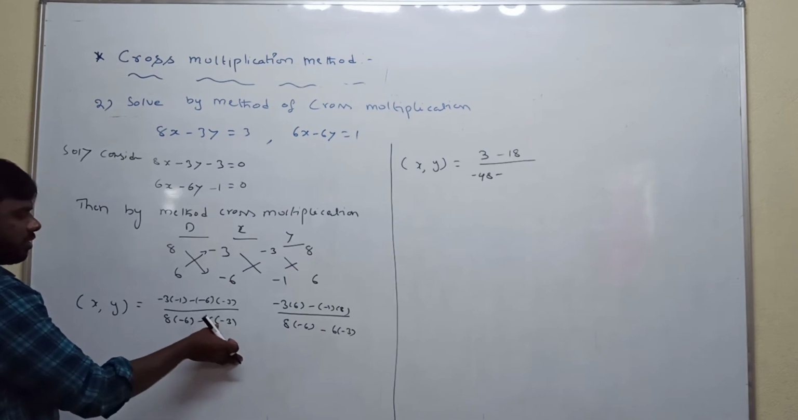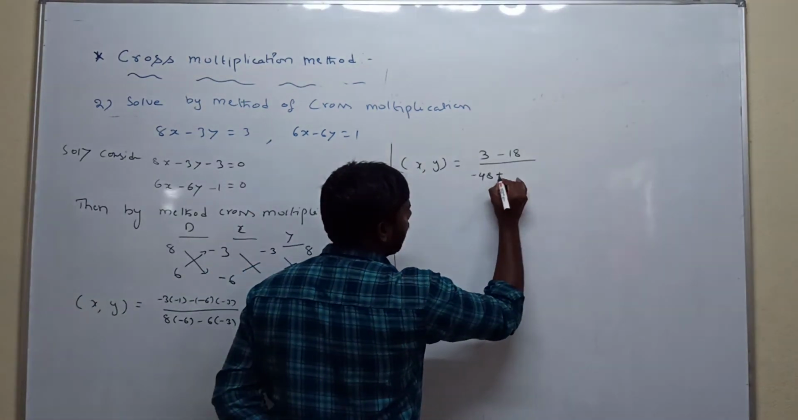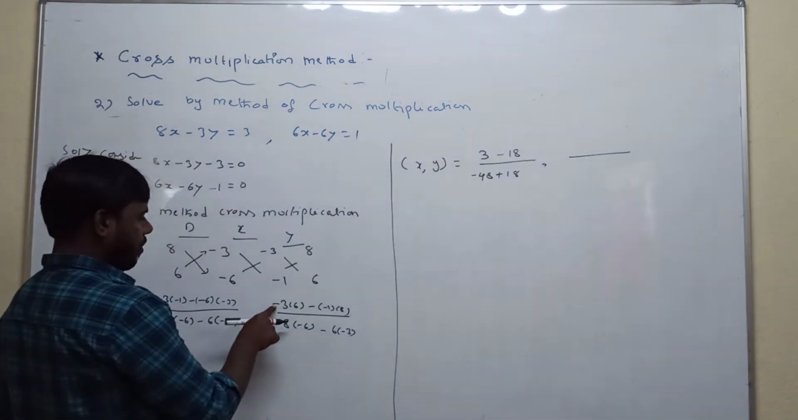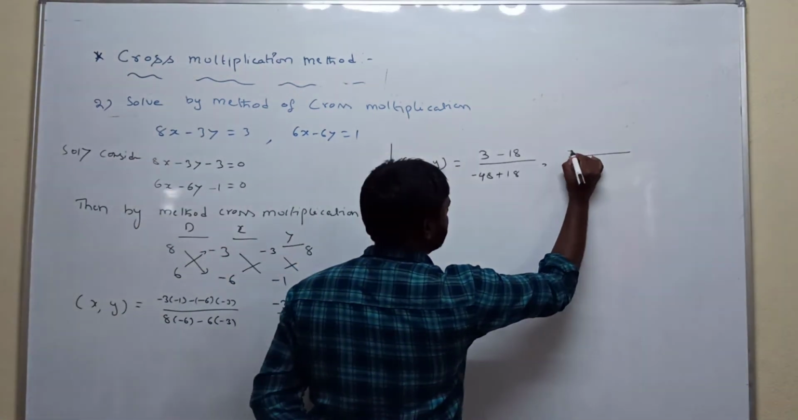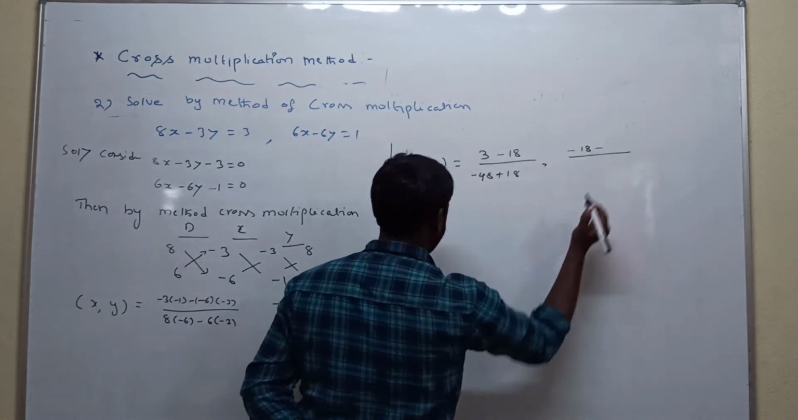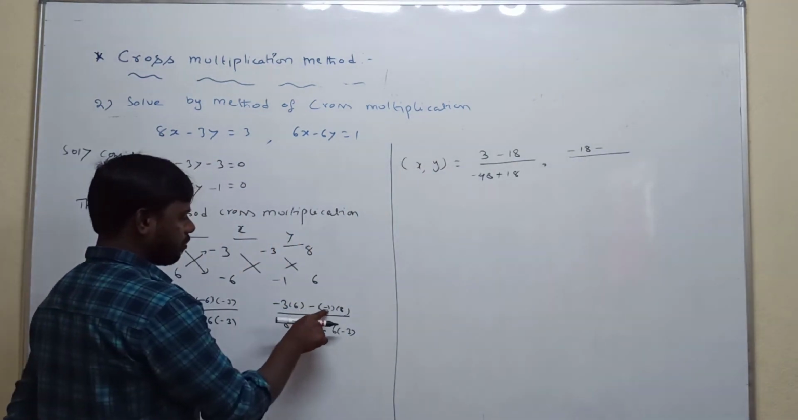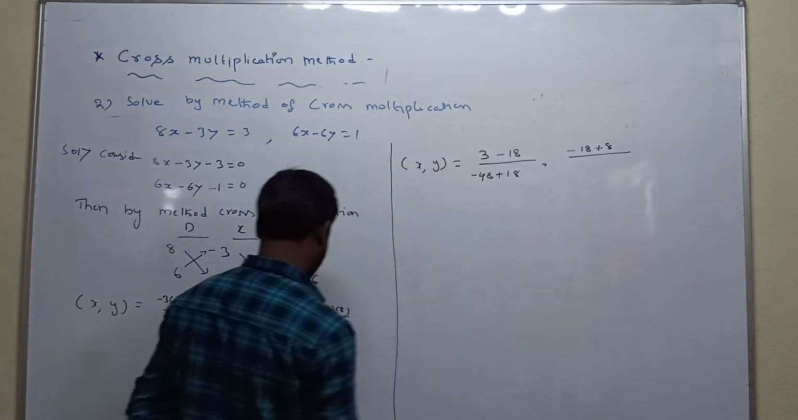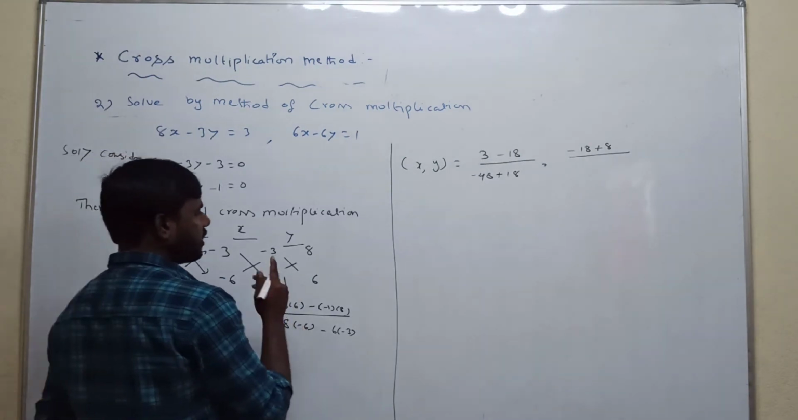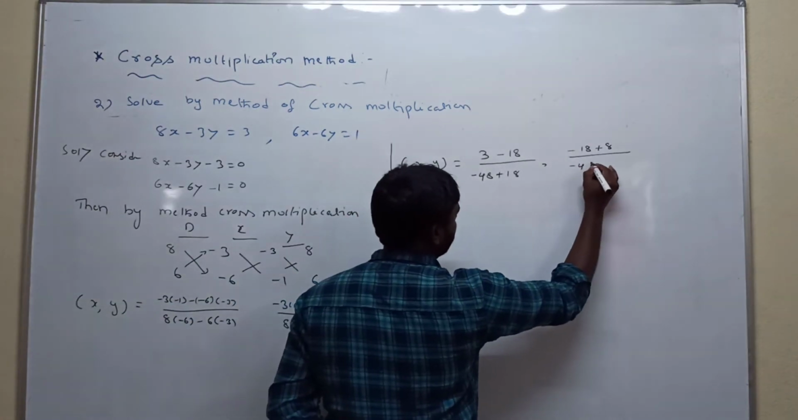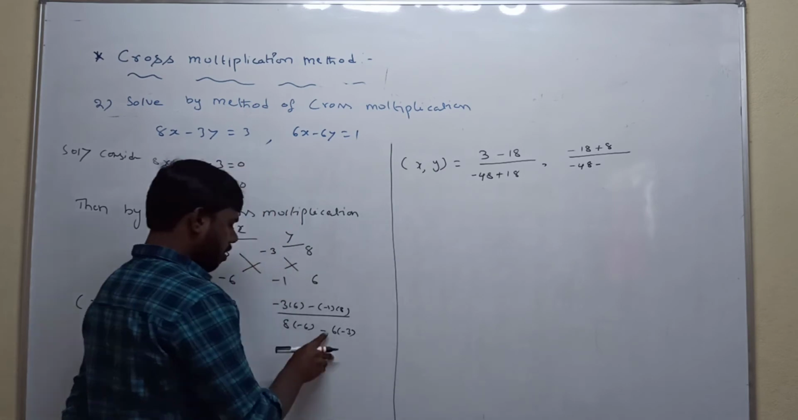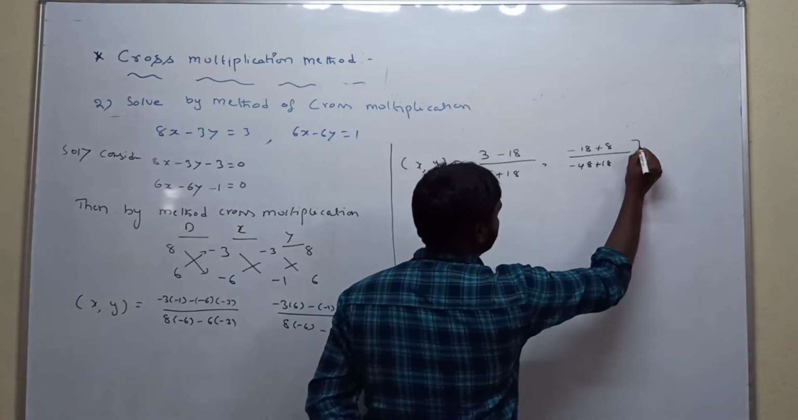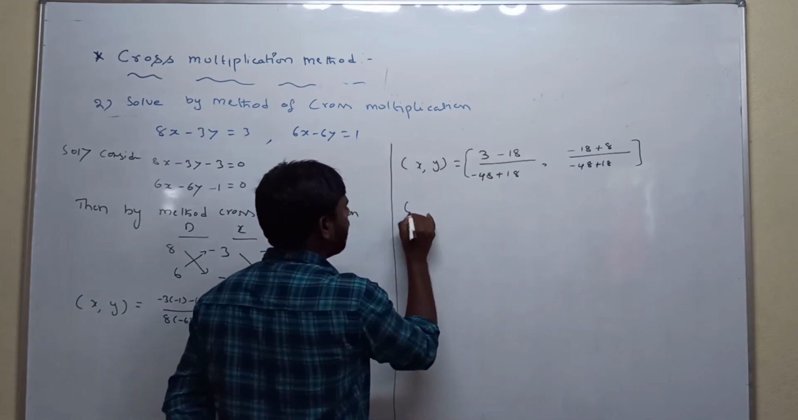Minus into minus plus 6 3 is 18, plus 18. Next, y you can take. Minus into plus 6, minus 3 6 18, minus into minus plus 1 into 8, plus 8. So the denominator is plus into minus 8 6 48, so minus 48. Minus into minus plus 6 3 is 18, so plus 18. Now simplify the numerator and denominator.